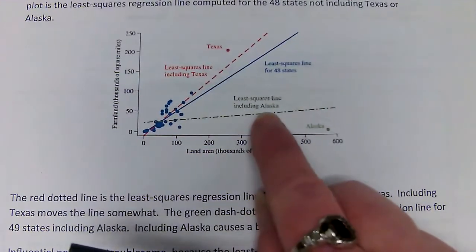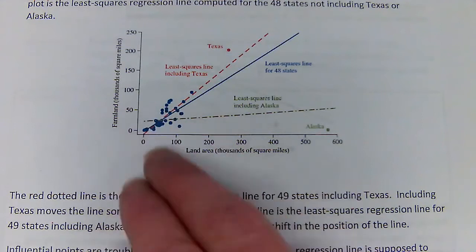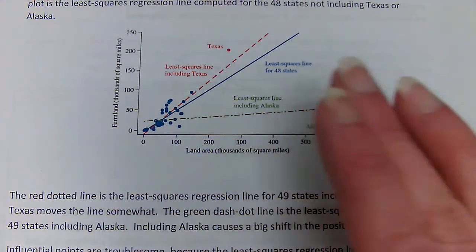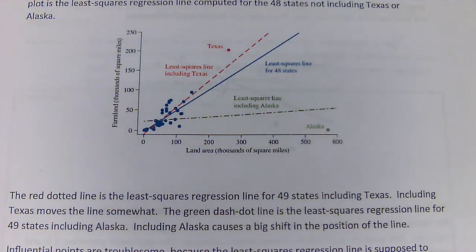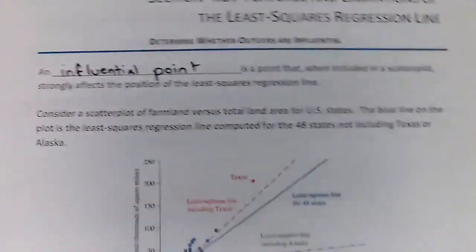Notice you would have seen immediately when you include Alaska how much that line changed. It's not even matching the overall pattern. Texas, a little bit, but not as much as Alaska. So that's why we have to be really careful with outliers.